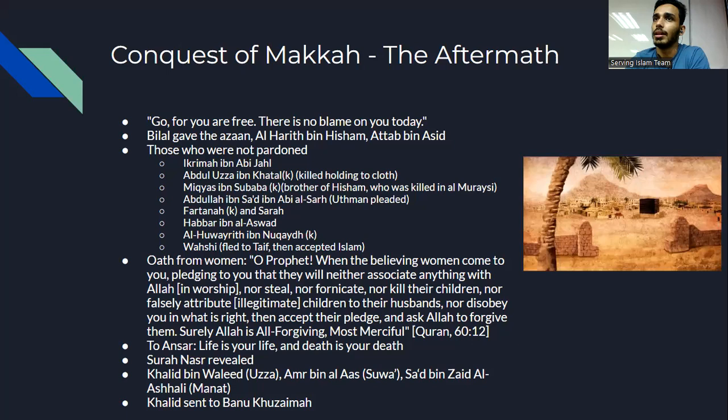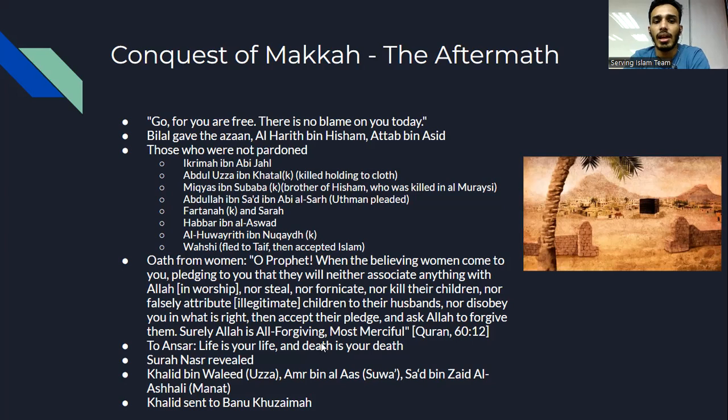So now after this surah is revealed, Muhammad is interacting with the Makkans, and now the Ansar are a bit worried. Any idea why they would be worried? Excellent. They are seeing Muhammad interacting with his own family, because Quraysh is like a large family. So they are worried that Muhammad is going to stay in Makkah.